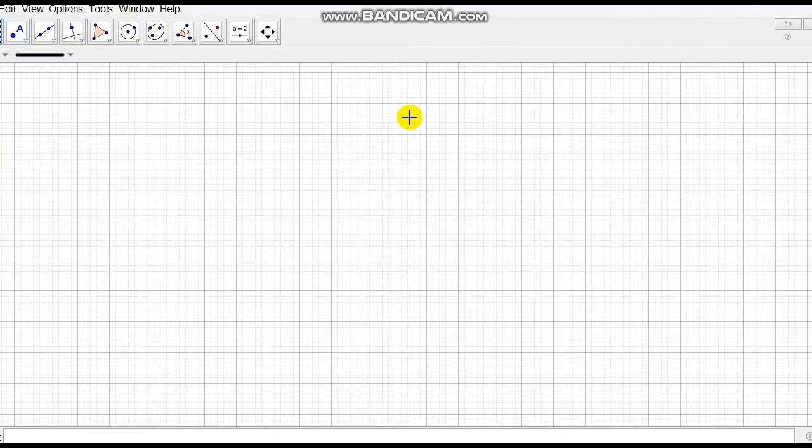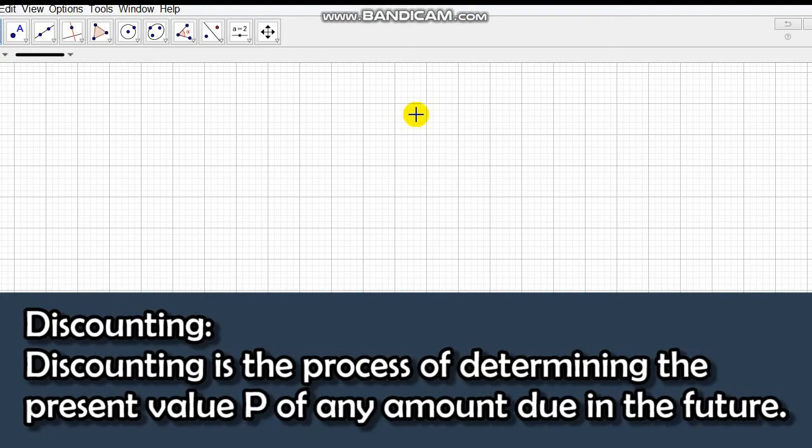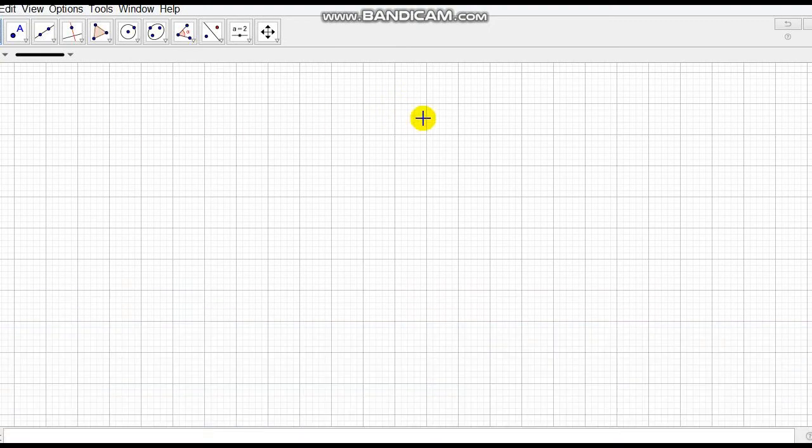There's what we call discounting as well. Discounting is the process of determining the present value P of any amount due in the future. This means that if we are given the future value, the maturity value, we would like to know the principal or the present value. So basically, we are reversing the process. Earlier, we had the principal and wanted to know the maturity value. In discounting, we are given the maturity value and we'd like to know the principal or the present value. Principal and present value are terms that can be interchanged.